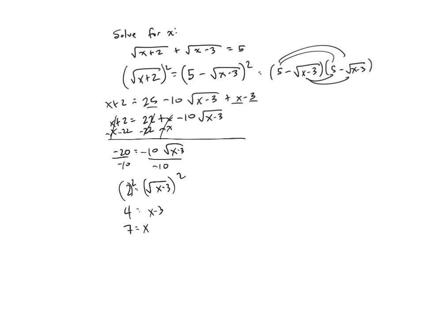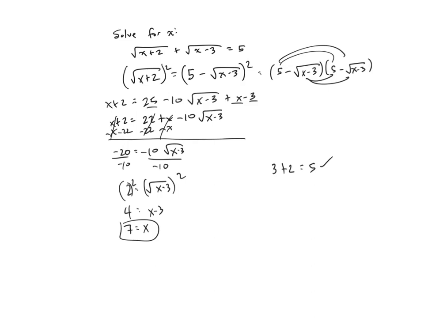So when I plug the 7 in, 7 plus 2 is 9, square root of 9 is 3. And then 7 minus 3 is 4, square root of 4 is 2, 3 plus 2 is indeed 5. So this is a solution. So whenever you have two radicals, isolate one of them, square both sides, don't forget to FOIL, and then work to isolate the remaining radical.